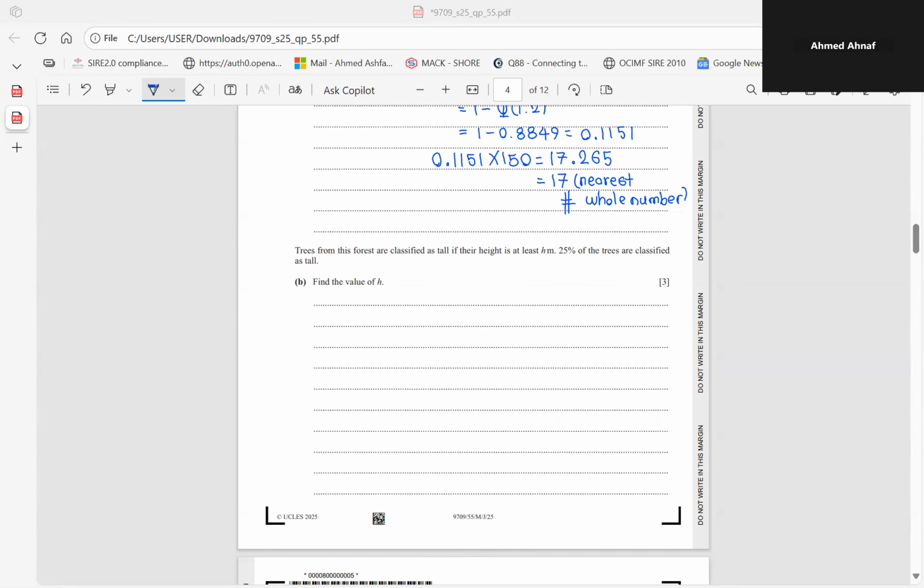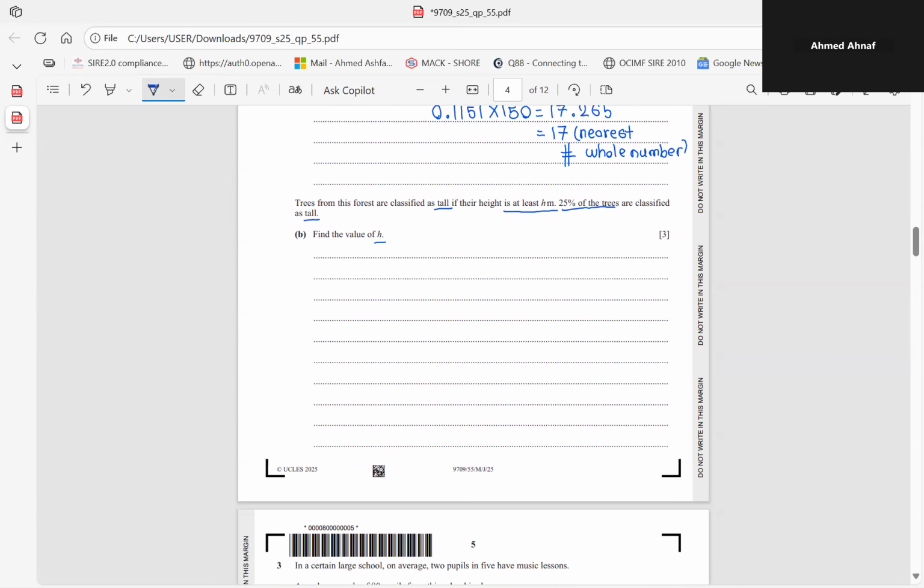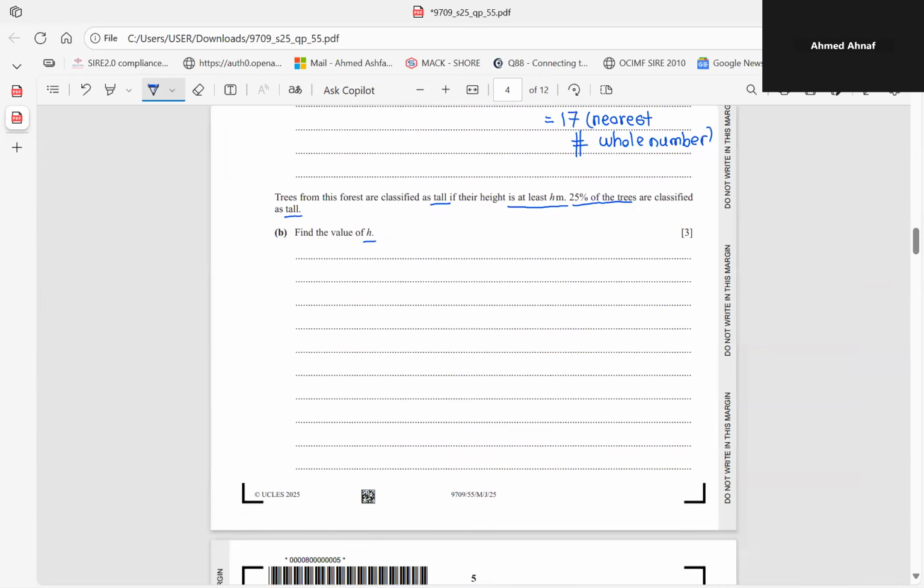Okay, so for this part, we're told that trees from this forest are classified as tall if their height is at least h meters. And we're told that 25% of trees are classified as tall. So using this information, we have to find the value of h. Okay, so to be classified as tall, x has to be more than or equal to h. And the probability of x being more than or equal to h is 25%, which is also 0.25.